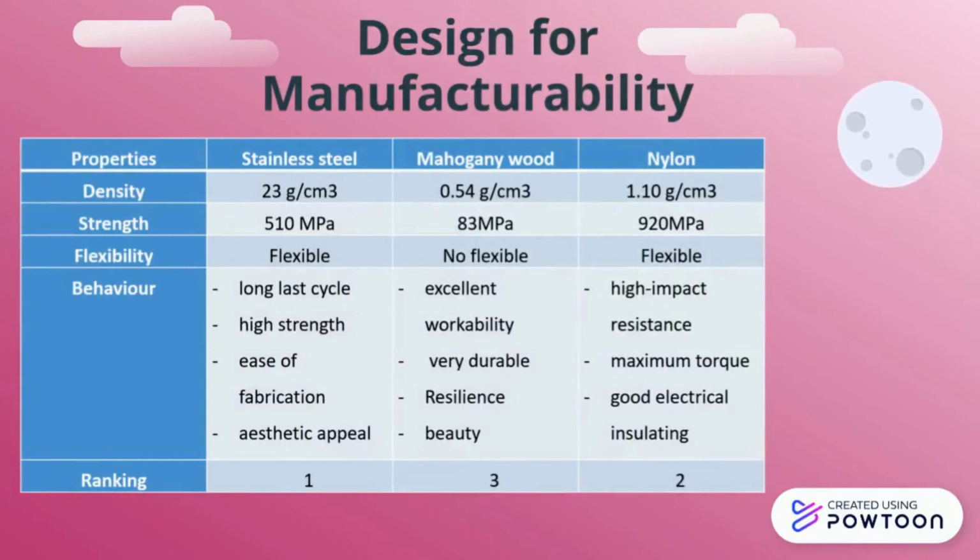From the tables on the comparison of stainless steel, mahogany wood and nylon properties, all exhibit good properties for the construction of the knob, but the best is nylon because it is more flexible. Although nylon has low density compared to stainless steel, it is still capable of giving enough strength for maximum torque.